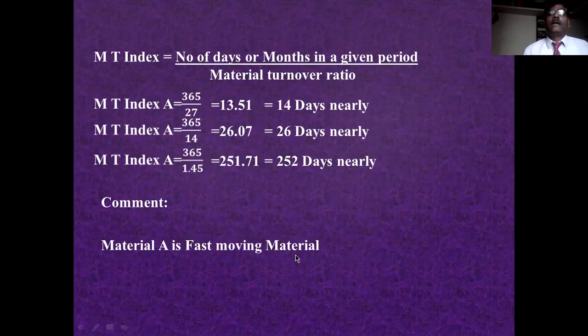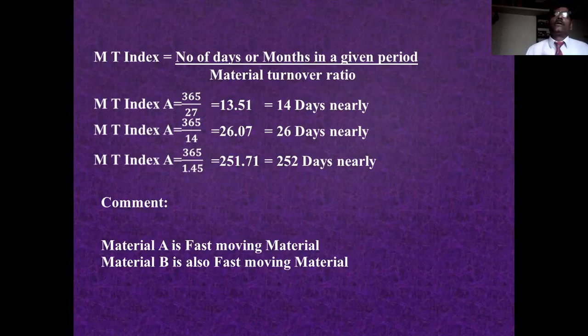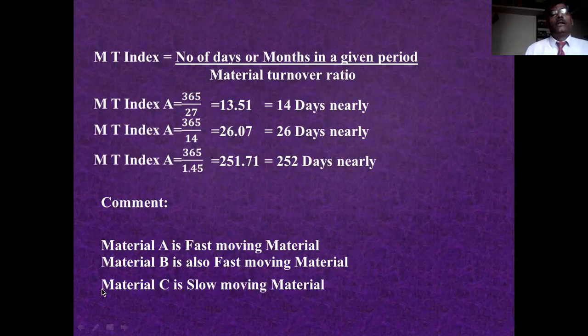Material A is a fast moving material. Fast moving material means for every 14 days you have to refill. Therefore, it is fast moving material. It comes and goes, comes and goes. Material B is also fast moving because for every 26 days, within a month, it exhausts. Therefore, it also comes and goes, but not that fast as A. And material C is a slow moving material. Once the material comes to the godown, it remains in your godown for 252 days and then it goes out.